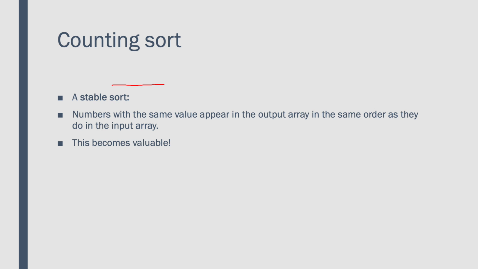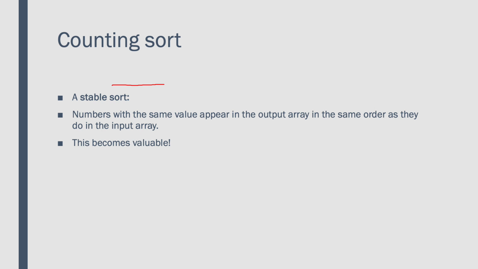Okay, so before we wrap up counting sort, it is important to highlight one of its most valuable features: stability. What is a stable sort? A stable sorting algorithm maintains the relative order of records with equal keys or values. In simpler terms, if two elements are equal in the input array, they will appear in the same order in the output array as they did originally.